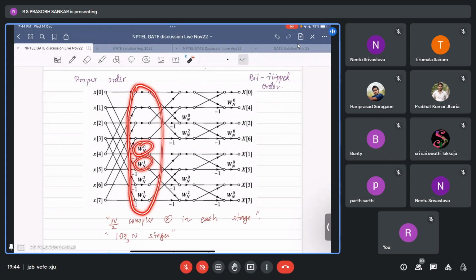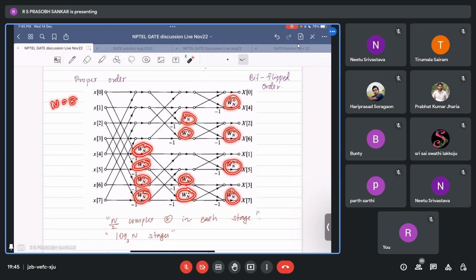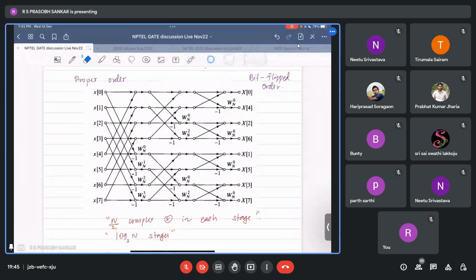So if we see this part, we have 1, 2, 3, 4, so we have 8. That means N by 2 multiplications by W_N's. In addition, there will be a few multiplications with minus 1 and 1, which we ignore. But the main complex multiplications, the ones with W_N power 1, 2, 3, 4, in each stage we will be requiring N by 2 of them. So here we have N equal to 8. In this stage, we have 4 multiplications, in this stage 4 multiplications, and here 4 multiplications. So N by 2 complex multiplications in each stage. That is the number of computations that are needed in this decimation in frequency FFT.